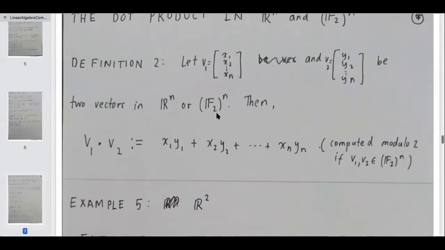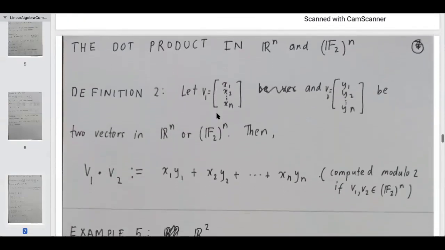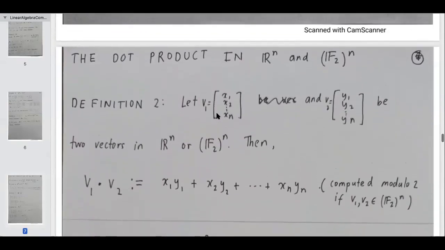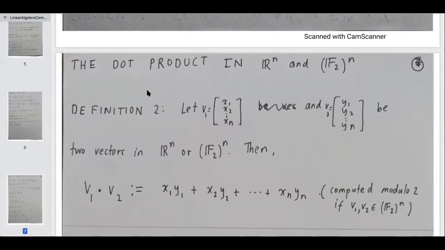Okay, and just a short other thing we'll need about an extra structure: the dot product in Rn or F2n. Up till now we've been adding vectors and multiplying a vector by a scalar. When I say scalar, it's either a real number, or in the case of F2n, 0 or 1. But we can do another thing with vectors. We can combine two vectors to give a real number. Okay, and this is called the dot product.